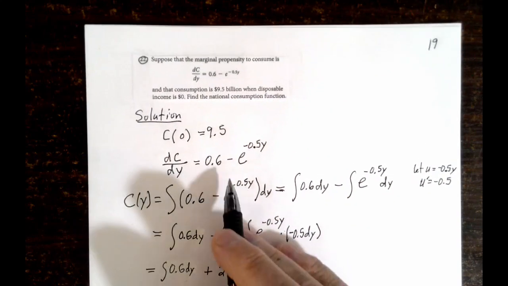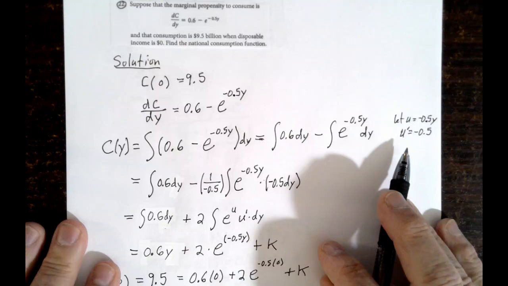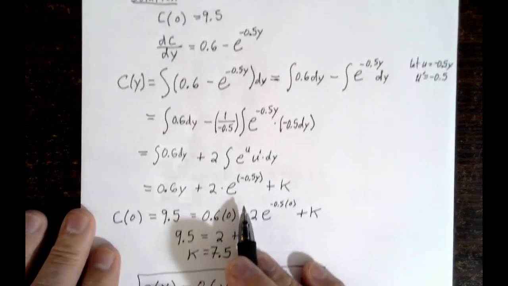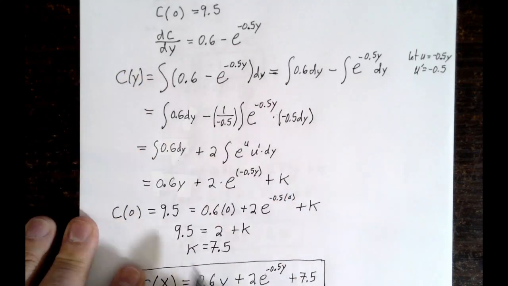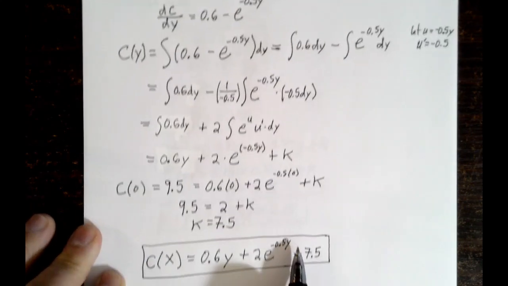22. We take the integral of this guy. We have to do a little bit of u prime here to get to it. And we finally integrate, and then we have to nail down what k is by knowing that C of 0 equals 9.5. That lets us know the k is 7.5, so there's our function.